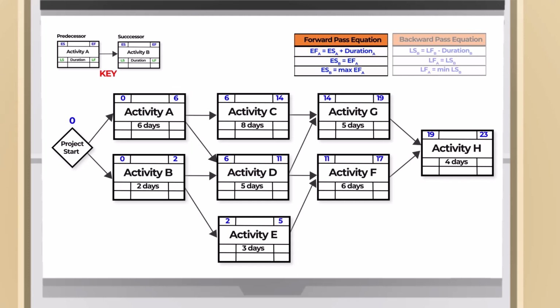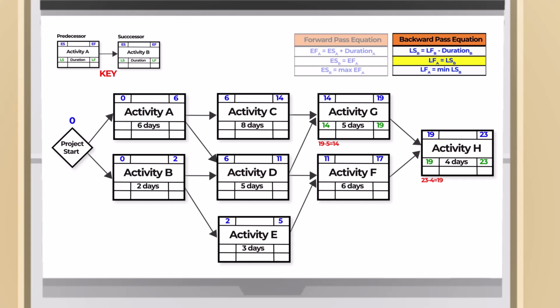Let's start the backward pass calculations. Activity H, late finish, will be equal to our early finish, which is 23. Activity H, late start, will be late finish, 23, minus the duration, 4, equals 19. Activity G, late finish, will be equal to Activity H, late start, which is 19. Activity G, late start, will be late finish, 19, minus the duration, 5, equals 14.